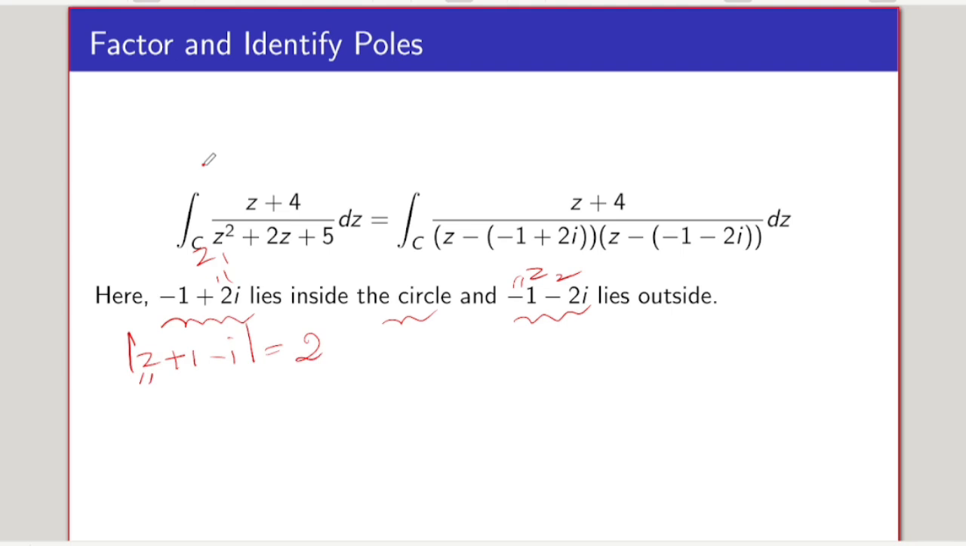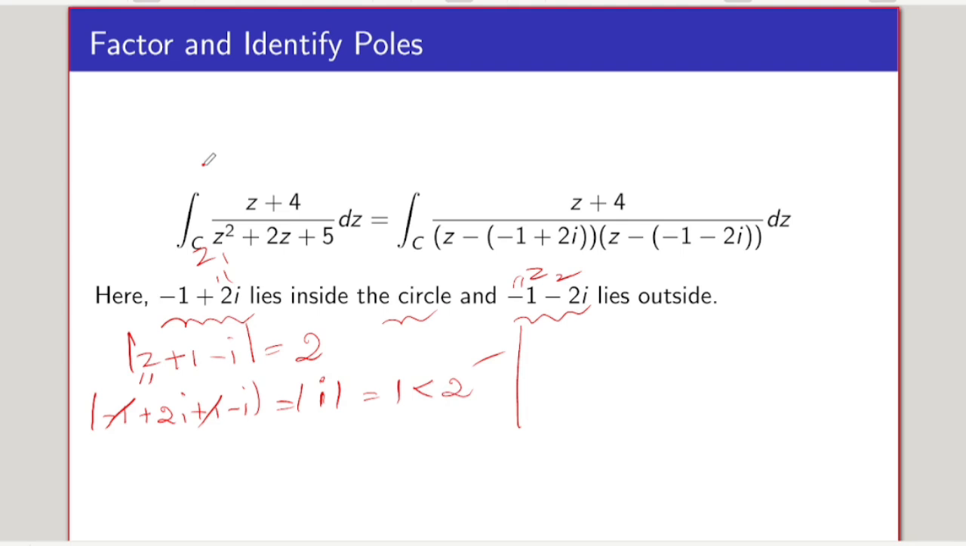So instead of z, I may substitute z1. So it will be -1 + 2i + 1 - i. So +1 and -1 will get cancelled and there will be i. So this will be simply 1. So 1 is strictly less than 2.